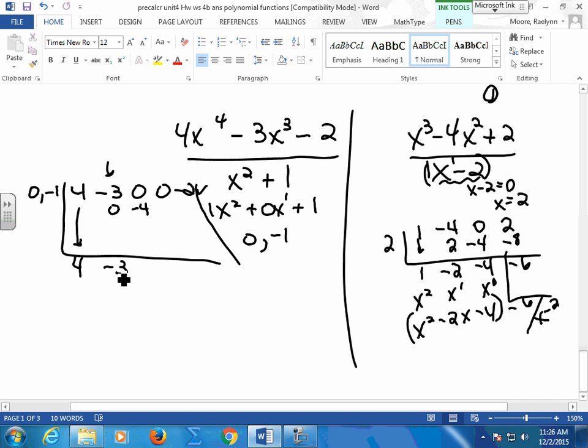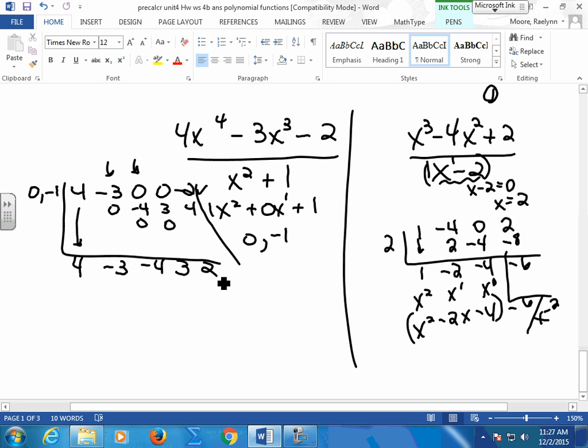Let's multiply again from the left to the right. 0 times negative 3. 0. Negative 1 times negative 3. 3. Go to the right of that. Stop. Add down this column. Negative 4. Multiply again. 0 times negative 4. 0. Negative 1 times negative 4. 4. You're at the end, add everything down. 3, 2.